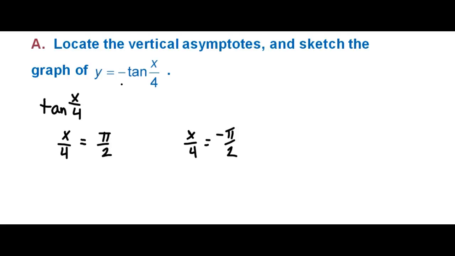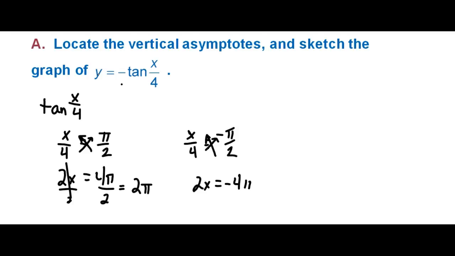So we can cross multiply those. We get 2x equals 4 pi, or x equals 4 pi over 2, which simplifies to 2 pi. And then when we cross multiply this one, we get 2x is equal to negative 4 pi. And in the same way, when we divide both sides by 2, we're going to get x is equal to negative 2 pi. So you can see that our asymptotes are going to occur at multiples of 2 pi.